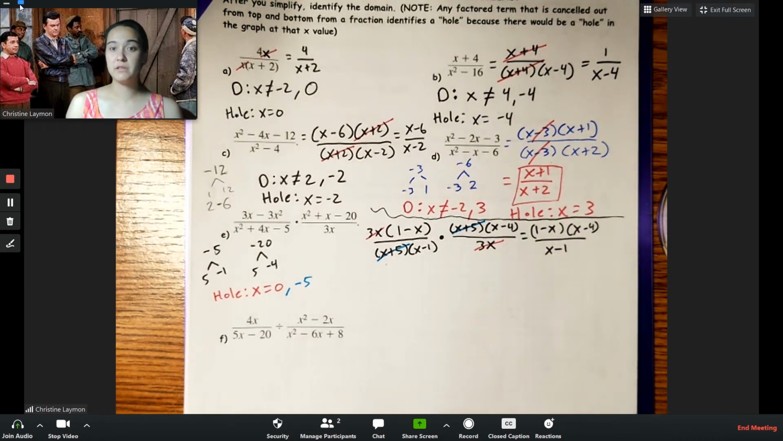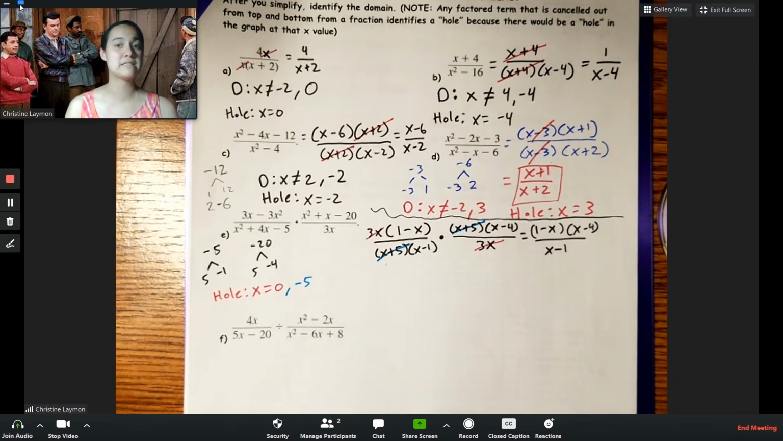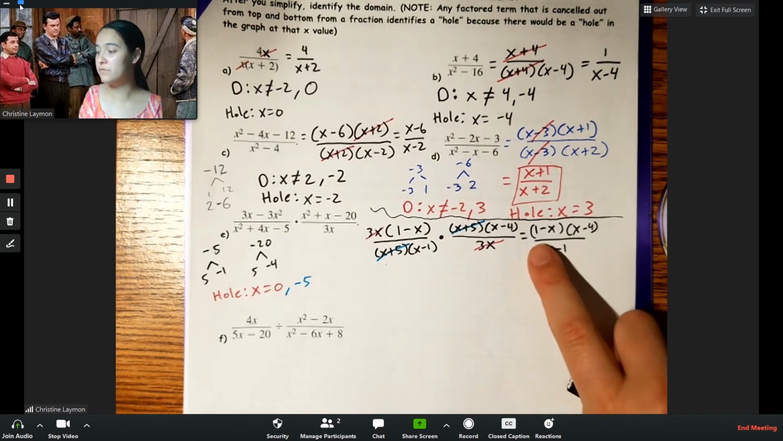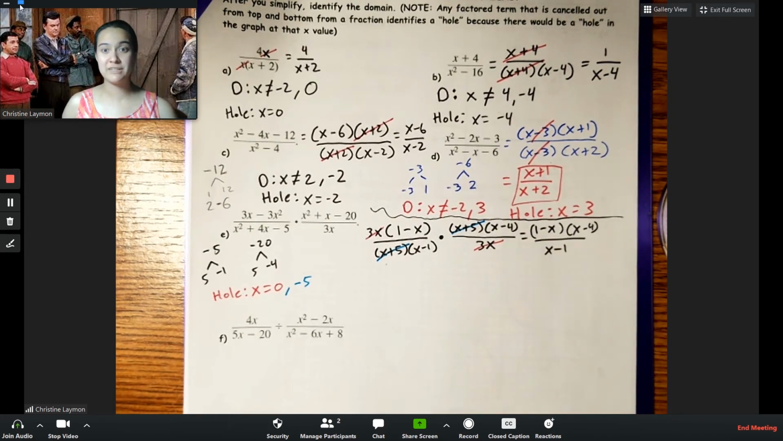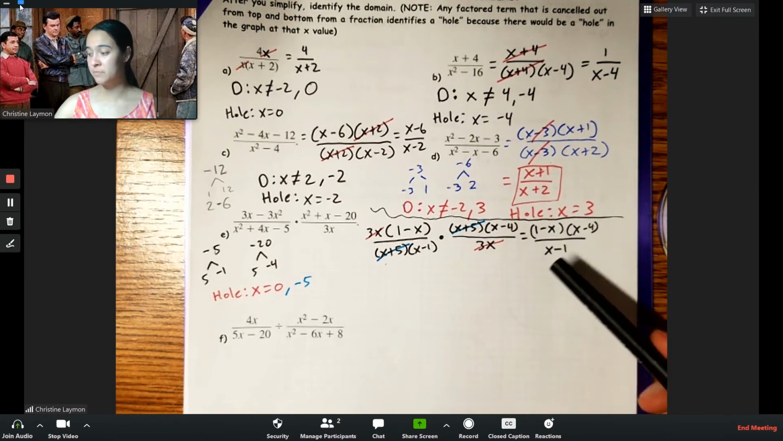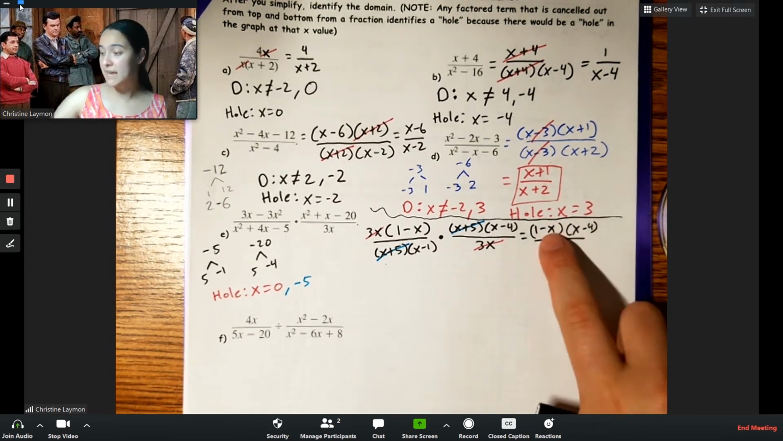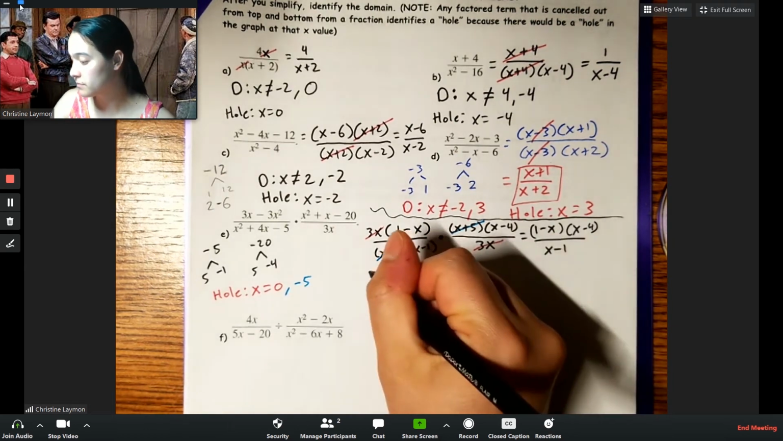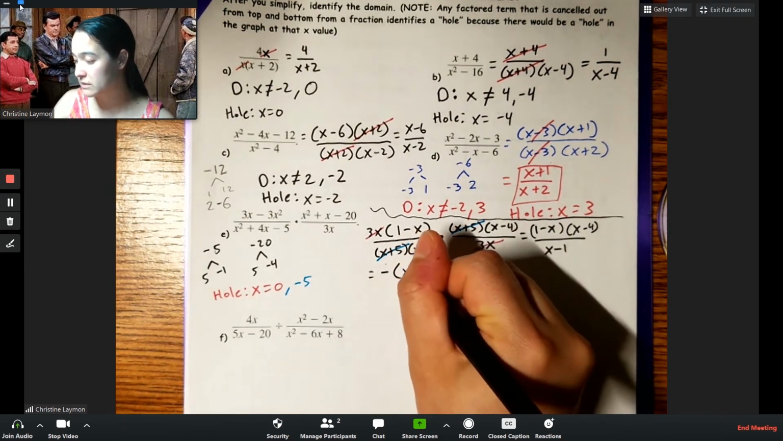Notice that something here looks very similar. These two look almost identical, but the minus sign is flipped. I'm going to show you a trick. When you have the same values, so 1 and x, the only thing that switched is the sign for both parts. Like this was a positive 1, that's a negative 1, that's a negative x, that's a positive x. Take out a negative sign. I'm going to take out a negative from the top, and I'll be left with x minus 1.